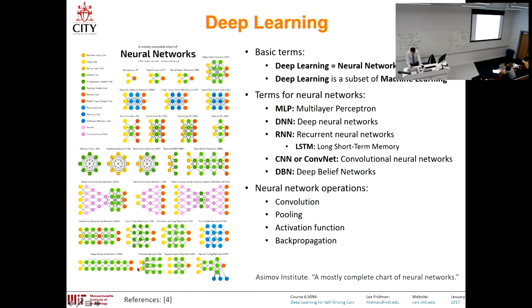This is slides from a lecture from MIT, which is on YouTube. I just screenshot it. You have neural network operations: convolution, pooling, activation function, and backpropagation. These are important to understand.